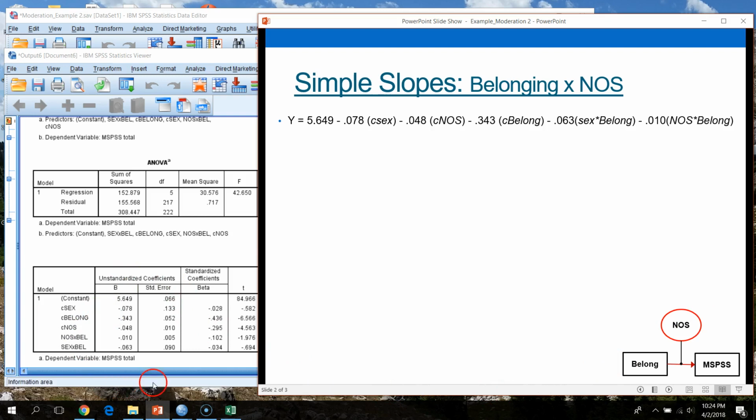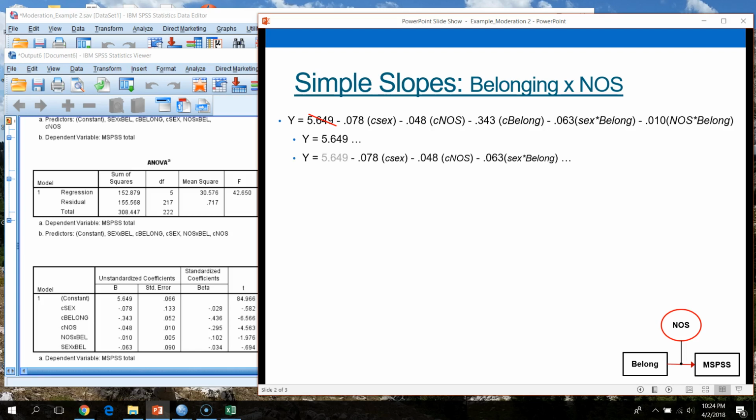So if we take our coefficients here and plug these into a linear function, we've got our intercept, our coefficient for centered sex, for centered NOS, centered belonging, and then my two interaction terms. And again, these are just unstandardized coefficients that I'm pulling from here. Now we've got two interaction terms, so it can get a little bit tricky. But what we're going to do is go down first and pull down our intercept term. So we've got that taken care of.